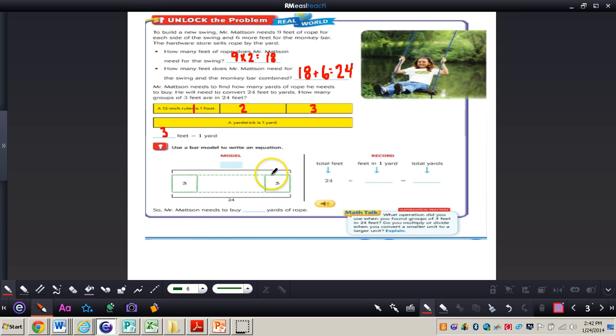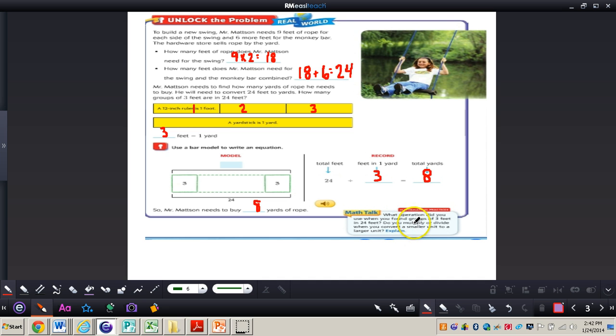Okay, now knowing that information, we're going to be able to convert 24 feet to yards. So we have our total feet, and what we're going to do is divide by however many feet are in a yard, which is 3. And then from here, our total yards will actually be 8. 24 divided by 3 will give us 8. So Mr. Matson needs to buy 8 yards of rope.